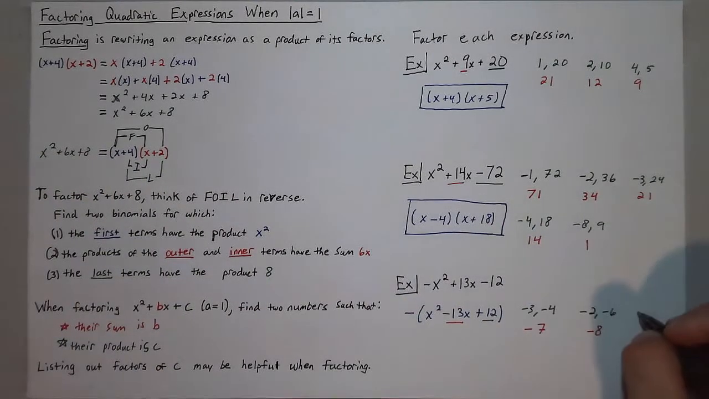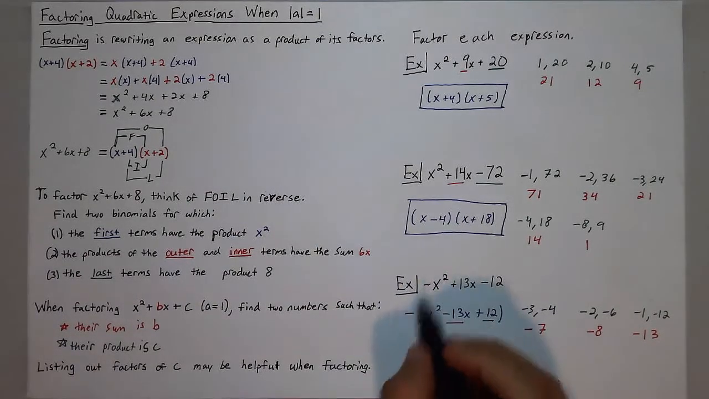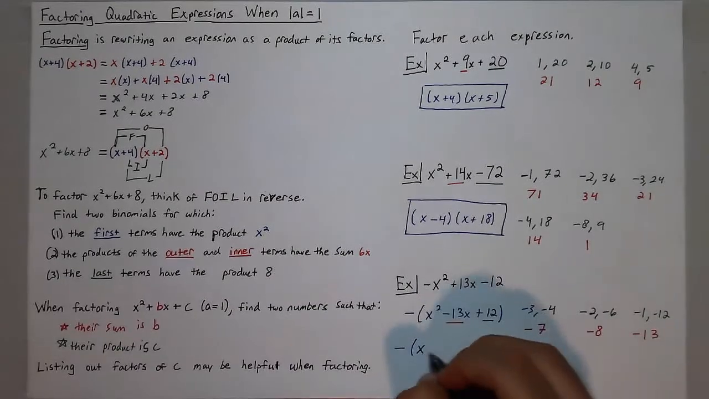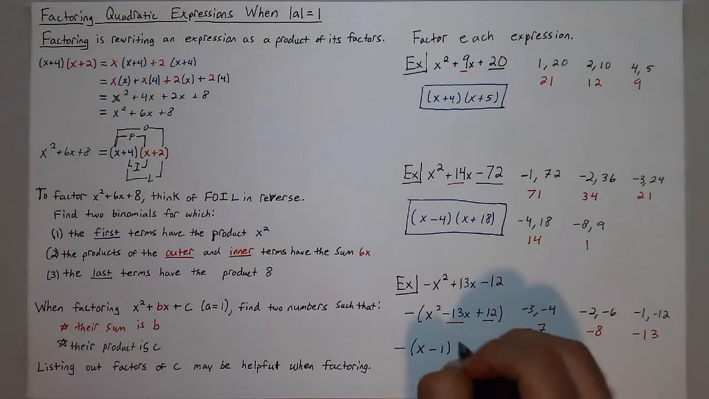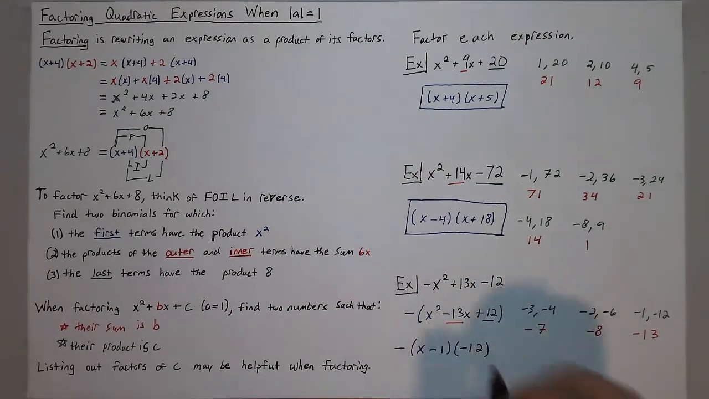And I still have negative 1 and negative 12, which when they add together give me negative 13. So perfect, that's the term I was looking for. So now when I factor, I had already factored out a negative, so let's still factor it out. And my two factors will be x minus 1 times x minus 12. And again, checking that, oops, forgot the x.